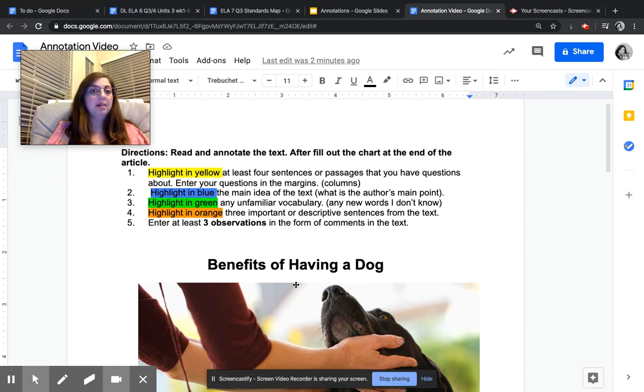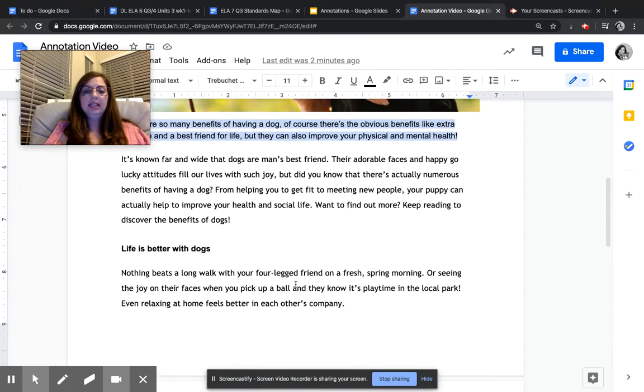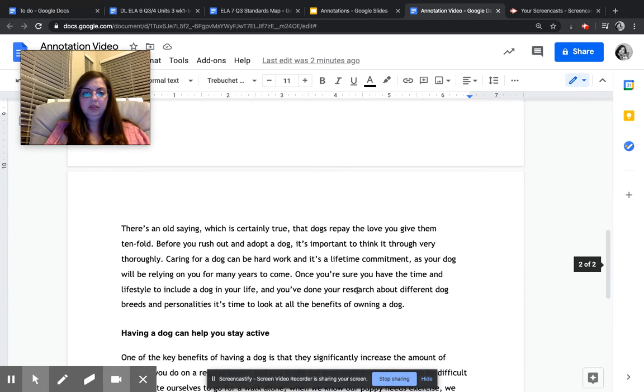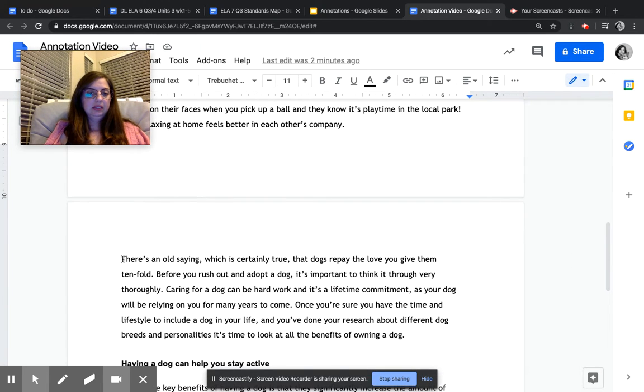that can back up their claim, right? They're saying dogs are benefits to humans, but why? Like, where is the data? Like, how are they really helpful? So in yellow, I am going to highlight right here. Dogs repay love you give tenfold.